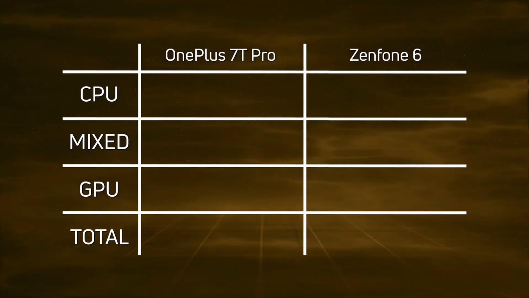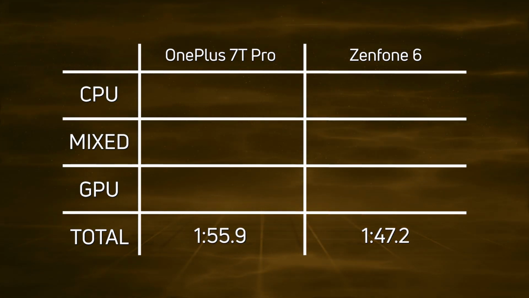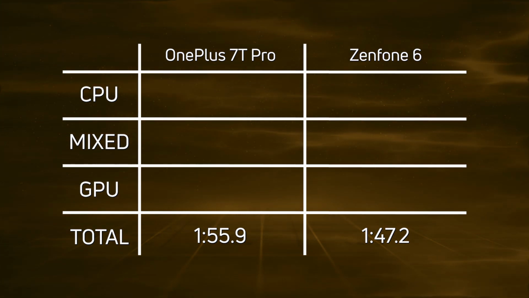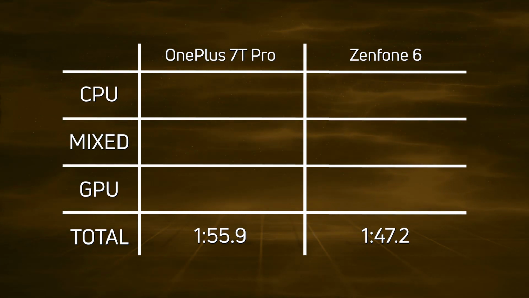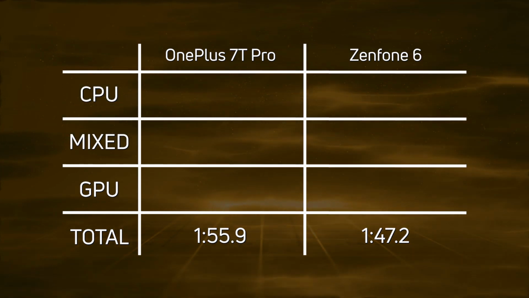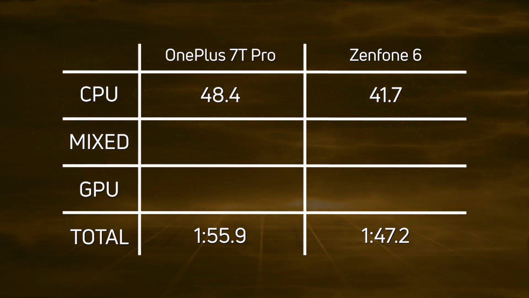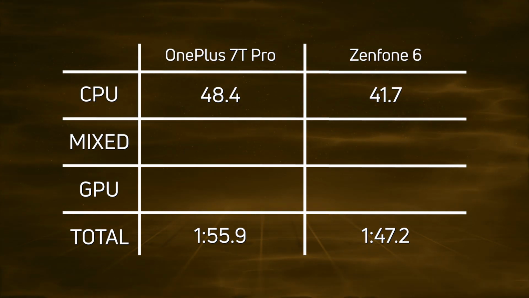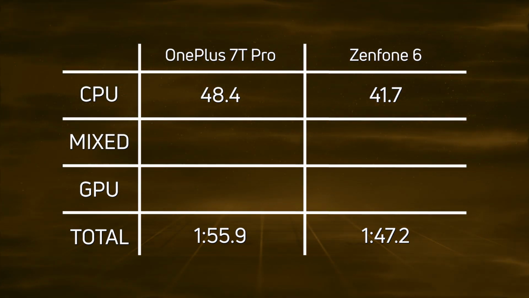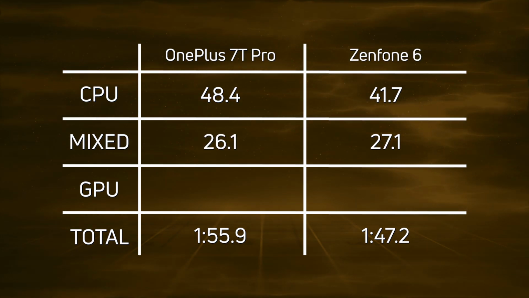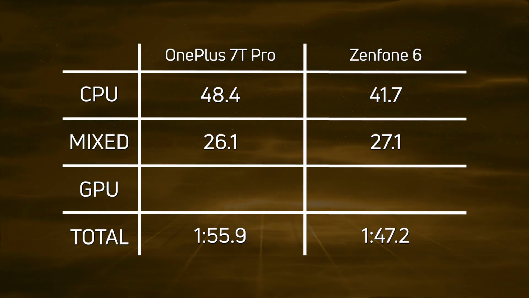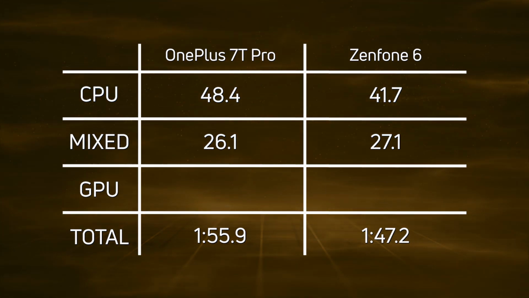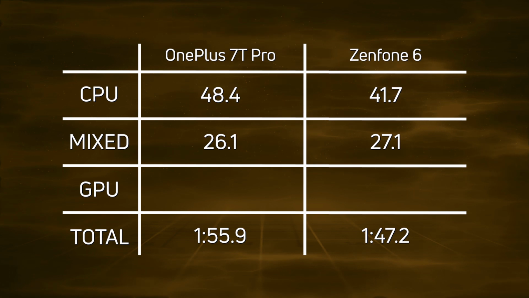So overall, we saw that the Zenfone 6 came in first, 1 minute 47.2, and then 8.7 seconds later, the OnePlus 7T Pro finished 1 minute 55.9. So what actually happened there? When you look at the CPU times, we can see the Zenfone 6 did very well, 41.7 compared to 48.4 for the 7T Pro. But then when we get to the mixed CPU, GPU, we saw a faster frame rate there on that smoke particle test for the OnePlus 7T Pro. So 26.1 versus 27.1. So a win there for the OnePlus 7T Pro.